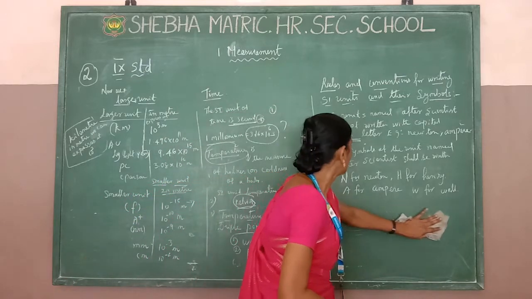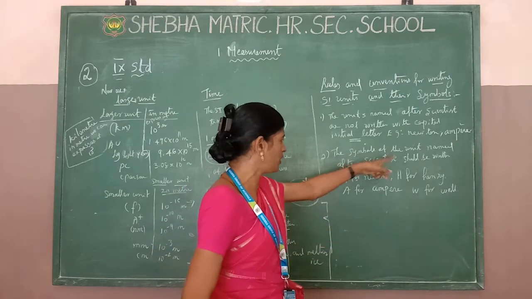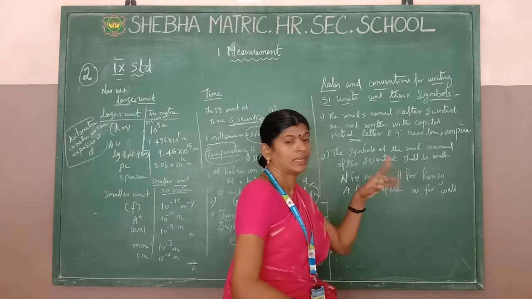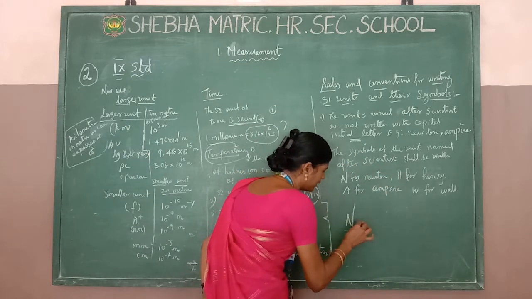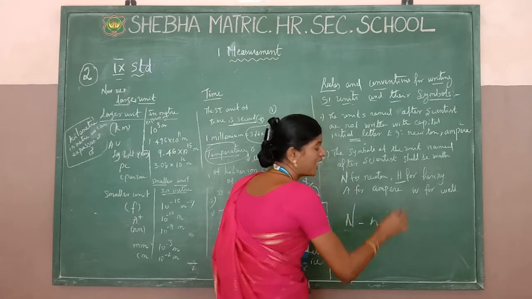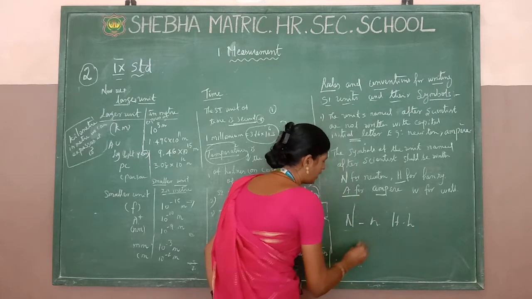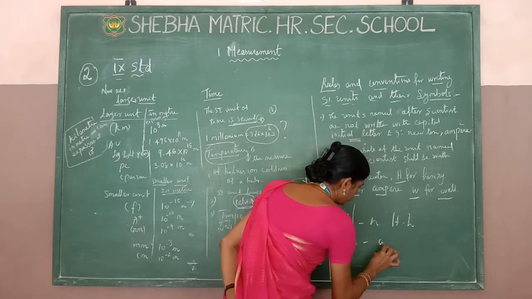Next, the symbols of the units named after scientists should be written in capital letters. For example, N for newton, H for henry, A for ampere, and W for watt, all capital letters.